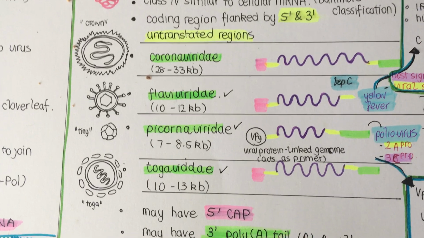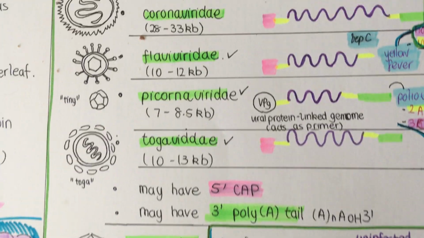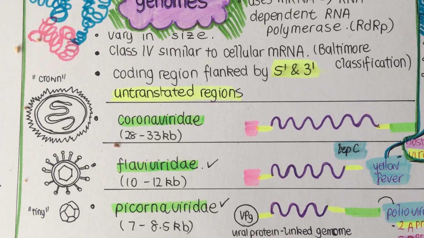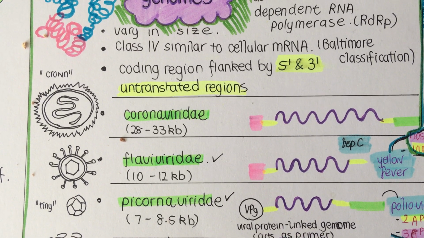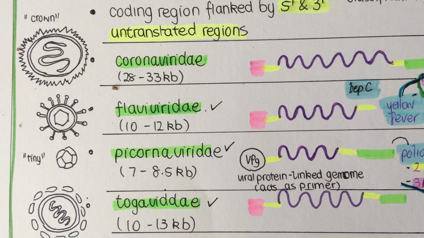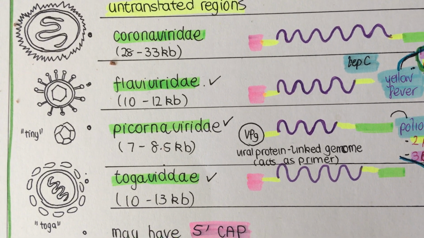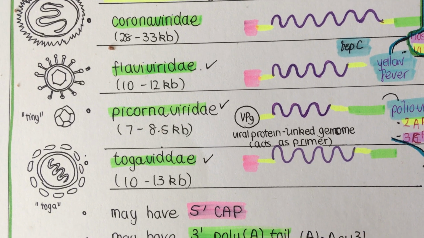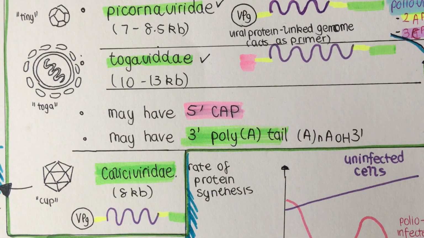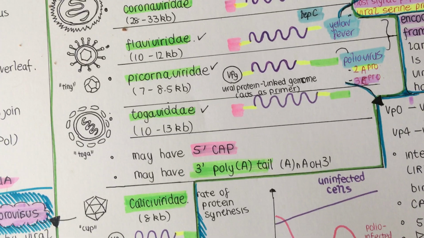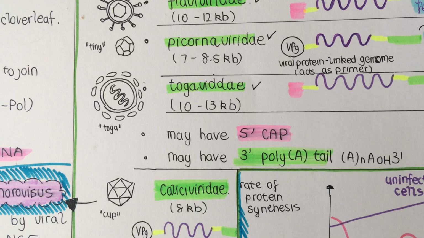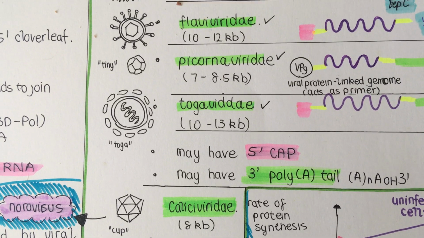Some examples are shown below. These include the Coronaviridae family, which includes the coronavirus, the Flaviviridae family, which includes yellow fever and hepatitis C, Picornaviridae, Togaviridae, and Caliciviridae. We will be discussing how they control translation and transcription shortly.